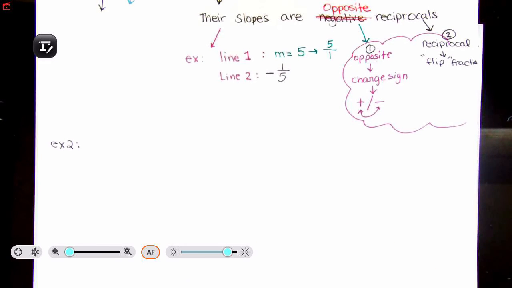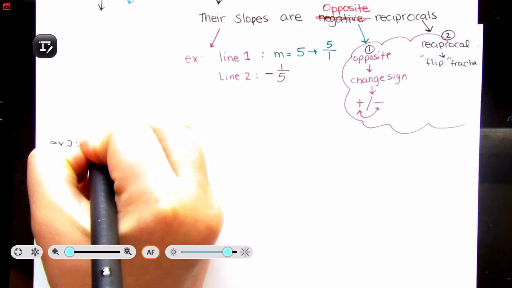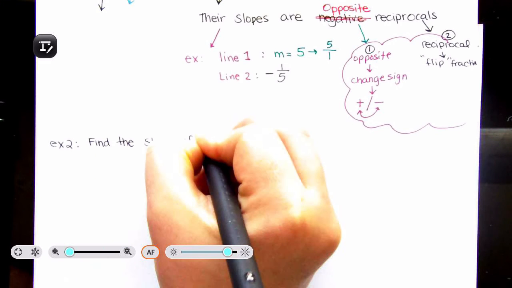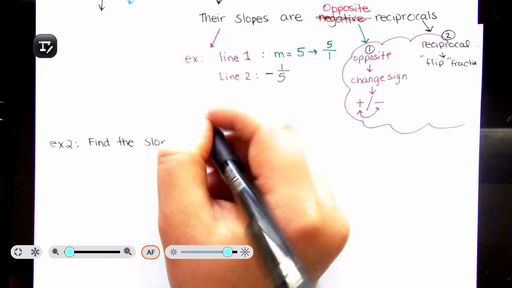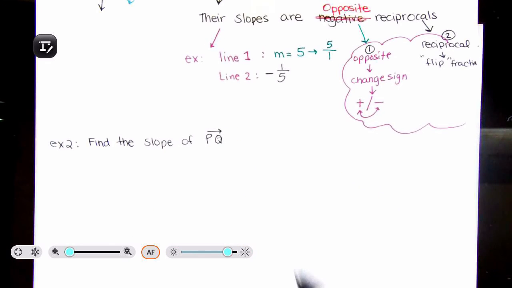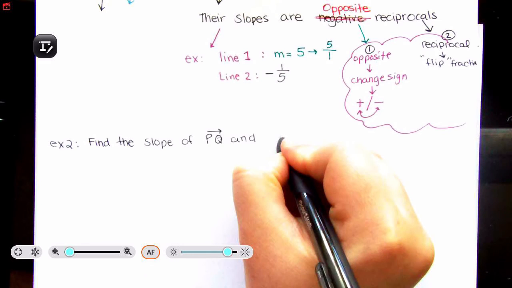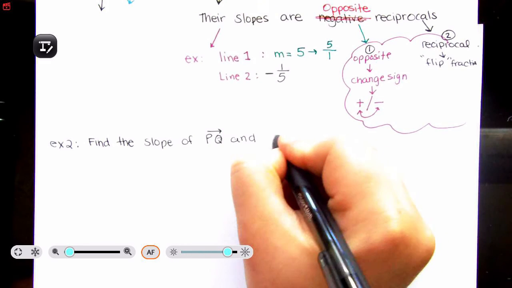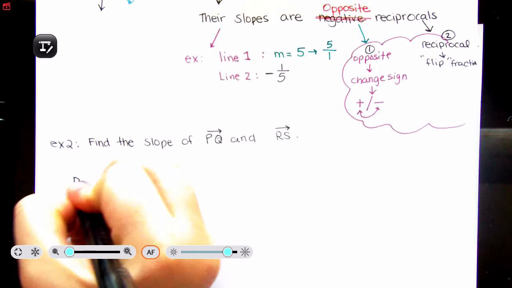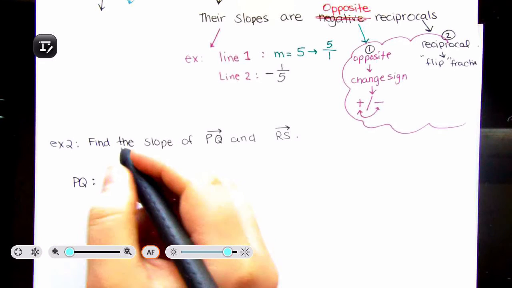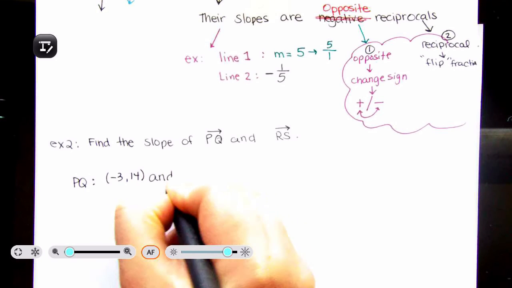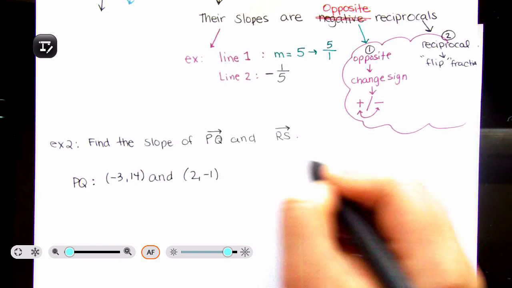So I want you to find the slope of line PQ. We know it's a line, so I'm going to put a line on top. And RS. Okay, so how do we do that? Here's PQ. P is (-3, 14), and Q is (2, -1). I'm going to split this.